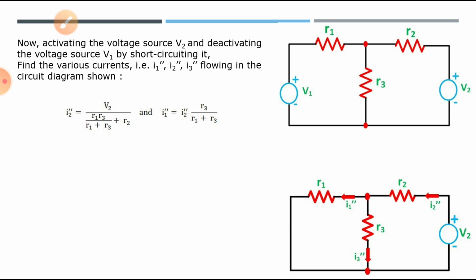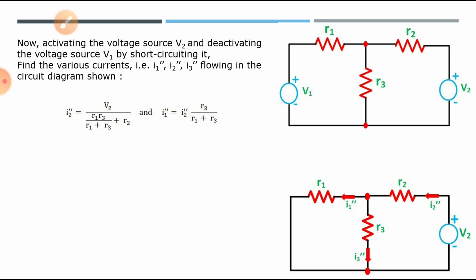Then similarly I1 dash also we calculated. So, that is equal to I2 dash R3 by R1 plus R3. Once R2 dash is known and R1 dash is known, we are going to find that I3 dash is equal to I2 dash, the input current, minus I1 dash. So, we got I3 dash also, with the influence of V2 when V1 is absent.